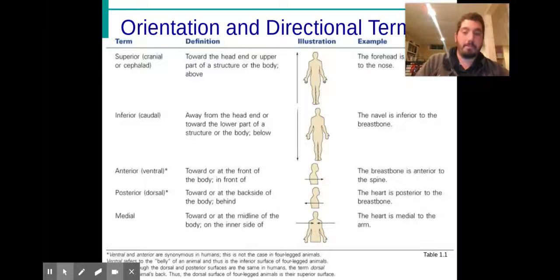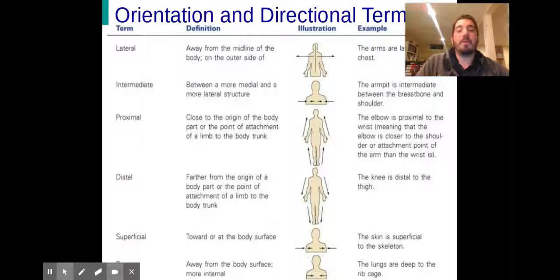So medial, middle. Lateral means away from the midline of the body. And think about like in football, if you throw a lateral, right, it's off to the side. The arms are lateral to the chest, right? Or my wrist is lateral to my elbow. It's further away. And just the opposite would be my elbow is medial to my wrist. It's closer to the midline.